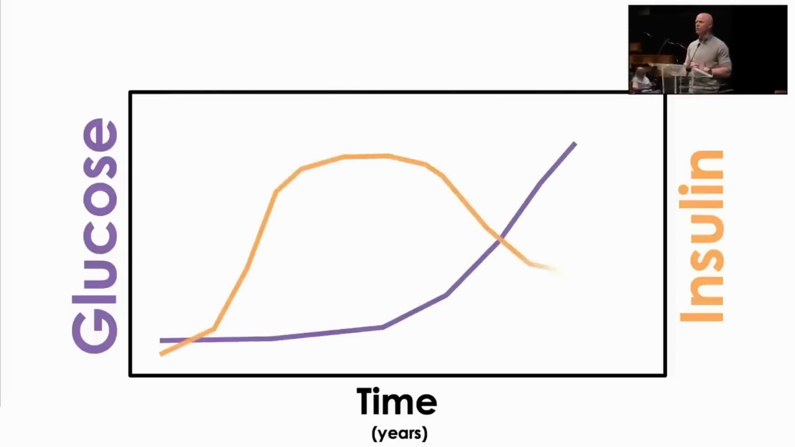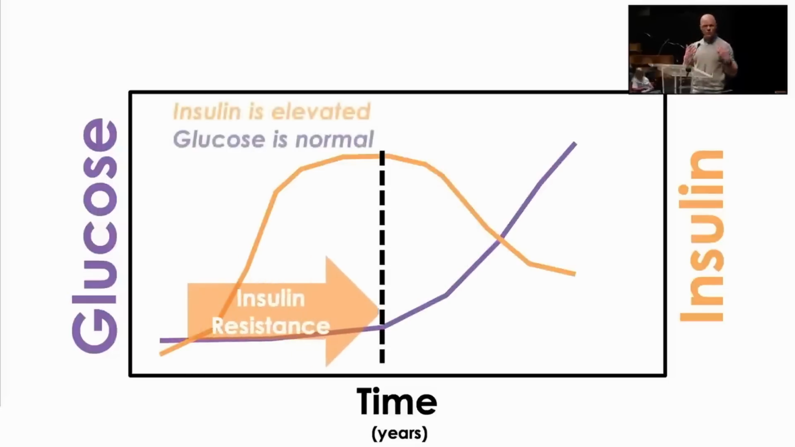If we were to superimpose insulin on this, it would look something like this, where we can see that there are two distinct time points. The first one being a state of just what we would call insulin resistance or pre-diabetes. It is so important to appreciate that the insulin is elevated in this state, but not the glucose.